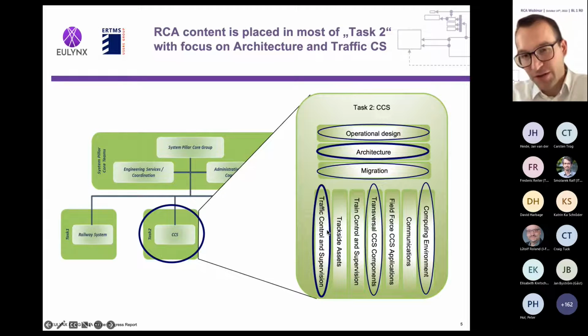Most important here for the RCA scope is the traffic control and supervision domain, where I'm the lead on the railway side. So I will also make sure that we can continue the RCA ideas in this domain and use this as a base. And then we have also domains like transversal components and compute platform, which are also affected by some of the RCA ideas that have been developed and are published.